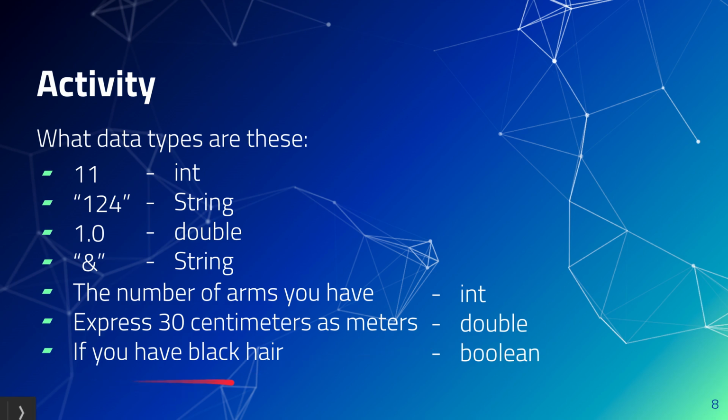Now we have if you have black hair. So you can think of this as a yes or no. You either have black hair or you don't. So it's either true or false, making it a Boolean data type.